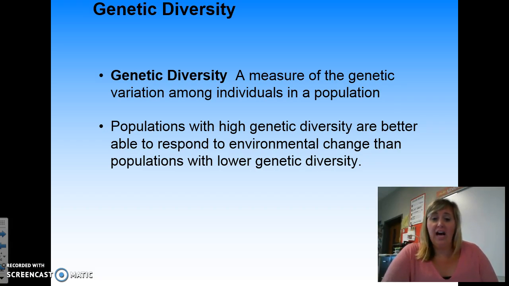So because they had a higher genetic diversity, they had different kinds of genes. Some of them had thick fur, some of them had thin fur. So they were better suited to survive, at least some of them.